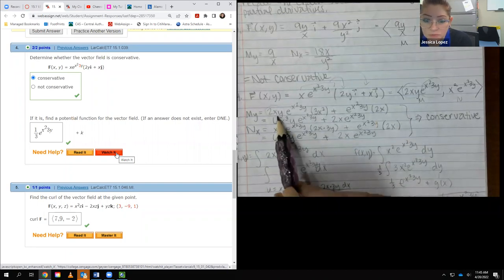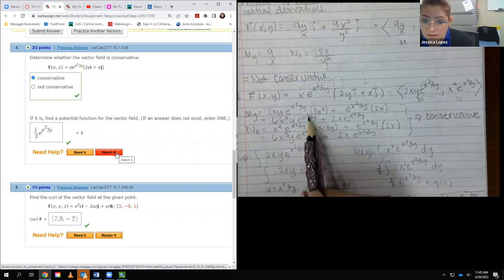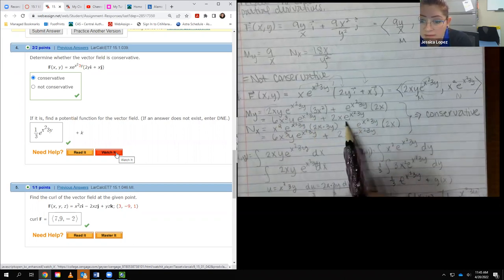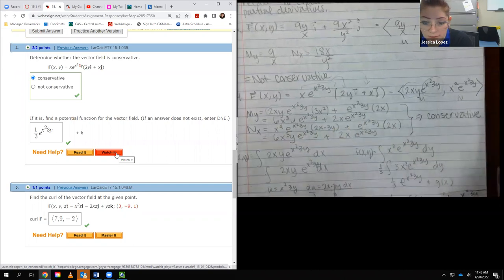And then I went ahead and multiplied these together and I got 6x cubed y and then e to the x squared 3y. And then here I multiplied these two together and I just got 2x e to the x squared 3y. You could put the 3 in the front, 3x squared y. I just didn't.